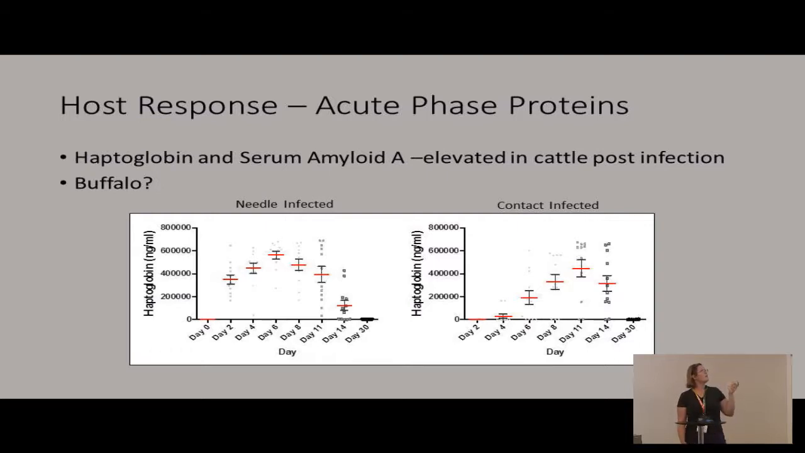And so we looked at haptoglobin and serum amyloid A, and this is the haptoglobin graph. And just to save us some time later, all of my graphs are set up like this. So we have needle infected on the left, contact infected on the right. And then you have the days on the x-axis and the nanograms per mil on the y-axis of whatever protein I am choosing to speak about at that moment. So this is haptoglobin, and you can see in the needle-infected buffalo, it is quite elevated, and in the contact-infected buffalo, it is also elevated.